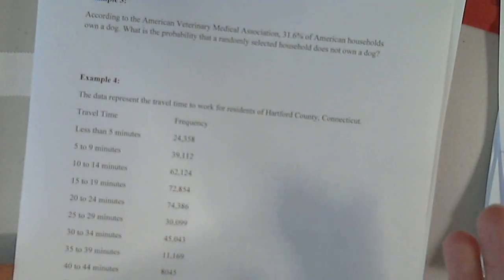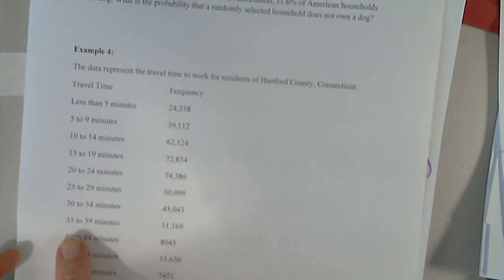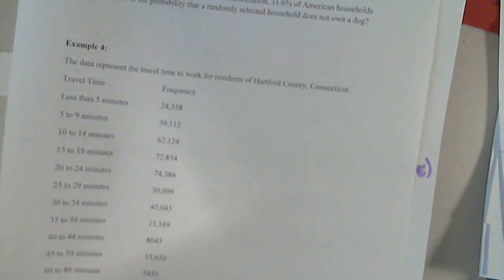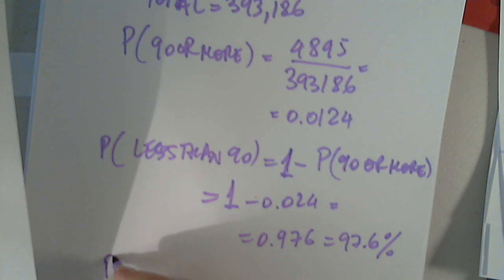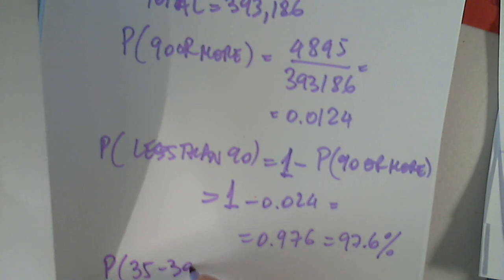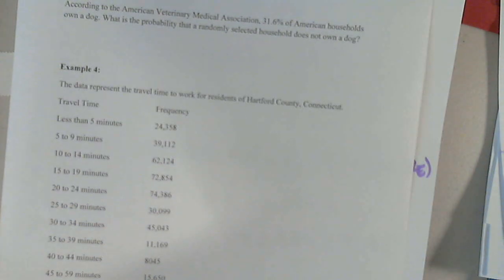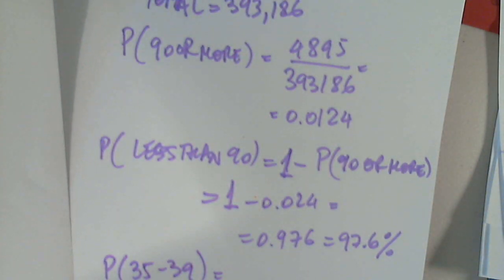If I am asked, for example, what is the probability that a driver will drive between 35 and 39 minutes, how do I determine that? How do I determine the probability of 35 to 39? Can anyone give us the idea?